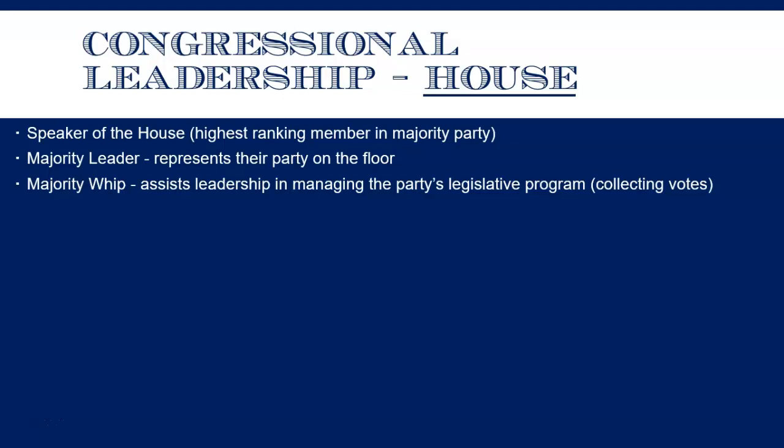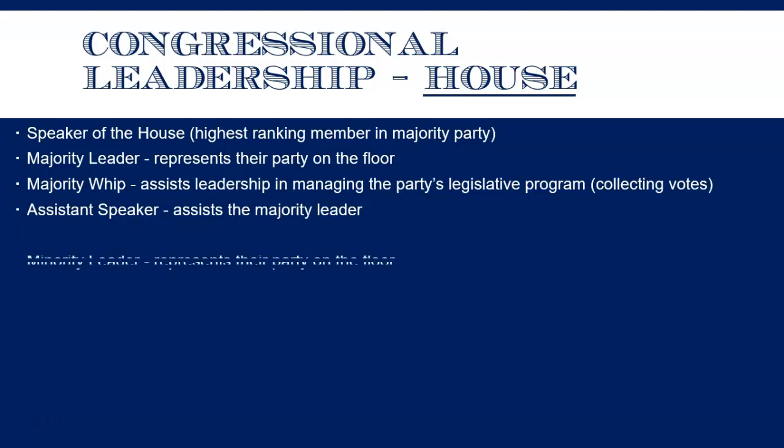But basically they get the pulse of what's going on the floor in terms of the vote on certain things, to where they can change or modify their strategy on what they're doing for that particular bill. You have the assistant speaker. They assist the majority leader in getting information out to the floor, to the rest of the House. Then you have your minority leader, who does the same thing.